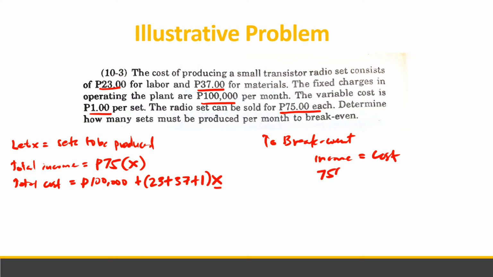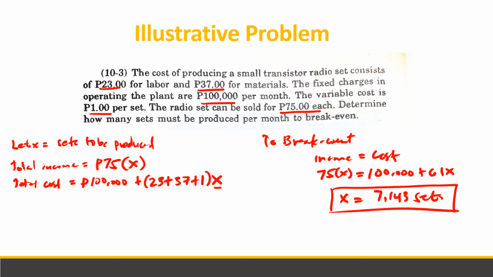So total income is 75x and total cost is 100,000 plus 61x. So the value of x is equals to 7,143 sets of radio. So para ma-reach yung break-even point, there is a need to produce 7,143. Then beyond that is doon na mag-start yung revenue ng business. So that is the break-even point.